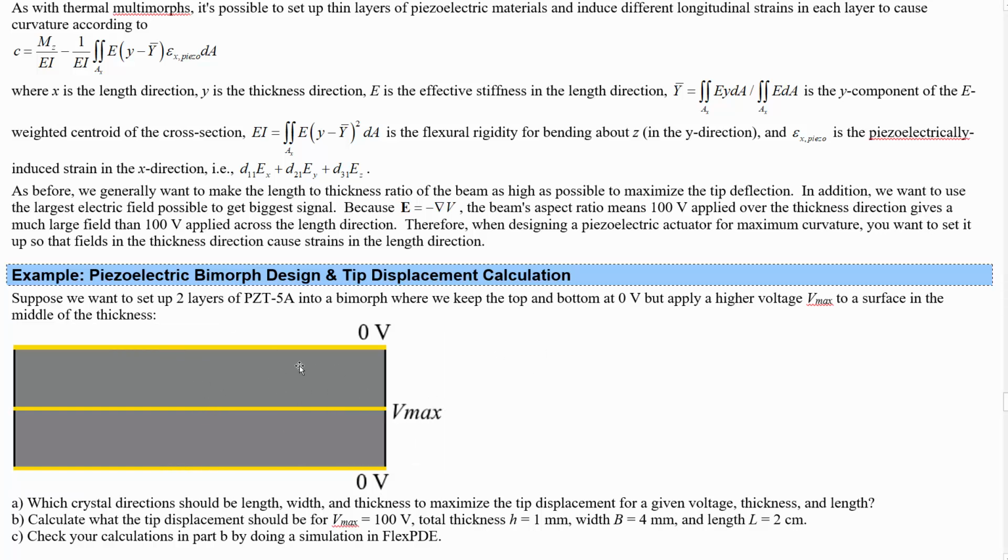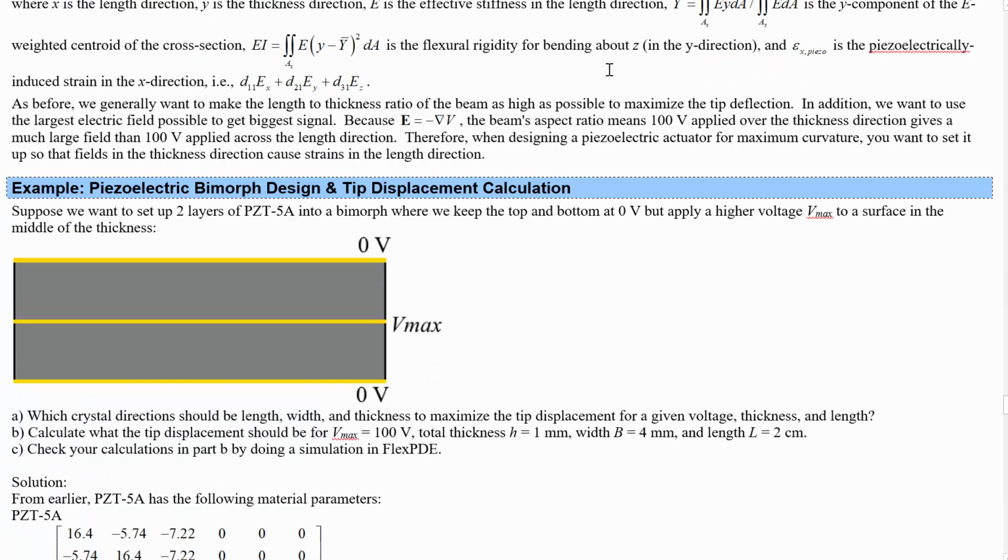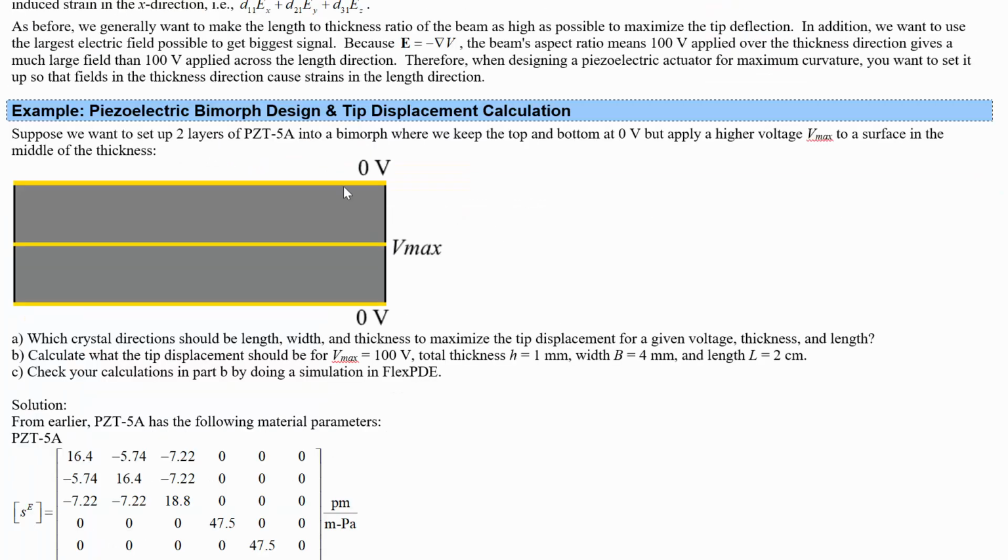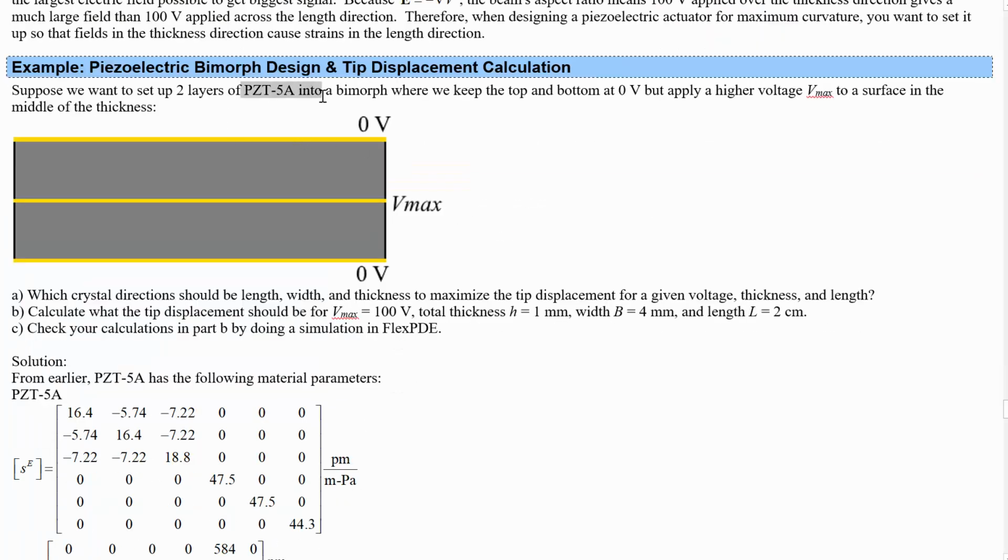Yeah, we want to have this direction be one where the electric field will lead to a strain in this direction. So that's how we want to set up these multimorphs. All right, so let's have a look at this for PZT5A in particular. Imagine we're going to set it up like this. We've got two identical PZT5A stacks, and their orientation is lined up with the crystal direction.